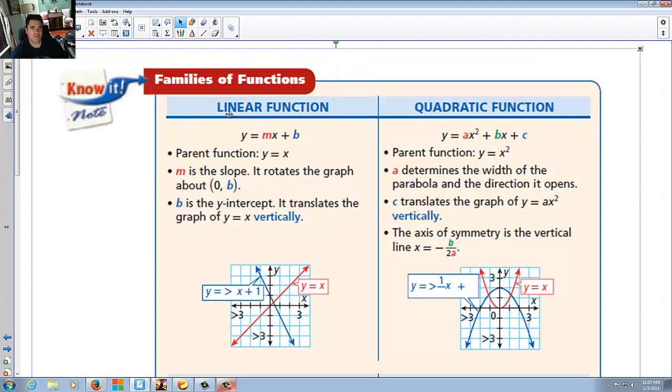Now, families of functions. Linear functions, y equals mx plus b. You have your basically straight lines, all it's saying there. b is the y-intercept, and m is the slope. Quadratic function, remember, makes a horseshoe, basically because the x squared is going to bend it, adjusted by the bx, and c, of course, is the intercept.